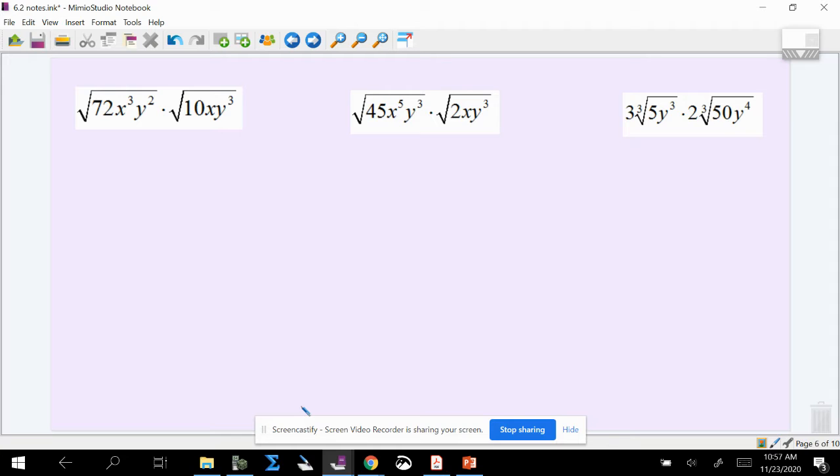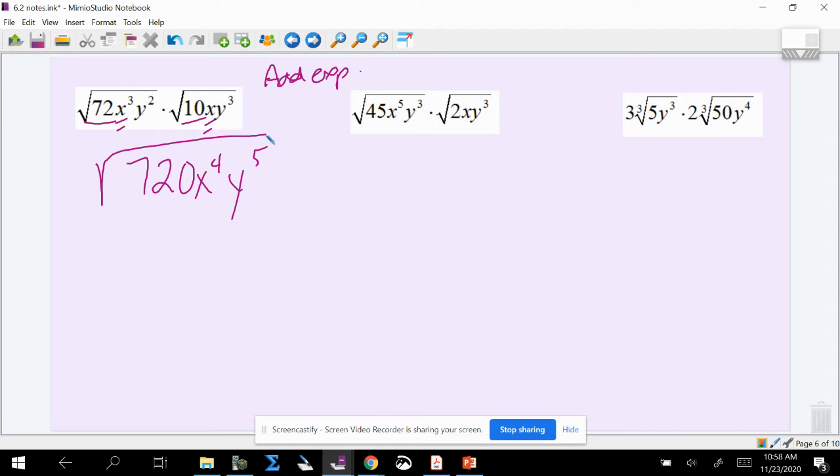So when I multiply, I'm going to multiply my numbers together first. So 72 and 10 is 720. And then when I multiply my variables together, I'm going to add exponents. I'm going to write that down. I'm going to add exponents when I multiply them because that's my exponent rule. So x cubed times x is x to the fourth, and y squared times y to the third is y to the fifth. And now that whole thing is being square rooted.